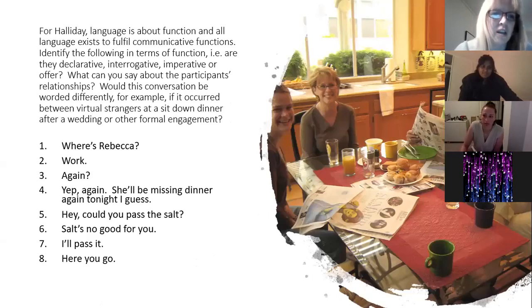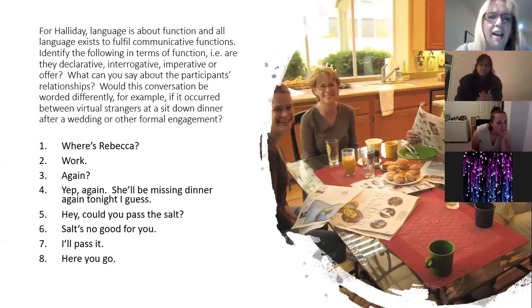A conversation. So let's just look at the lead in first. For Halliday, as we know, language is about function, and all language exists to fulfill communicative functions. Identify the following in terms of function, i.e., are they declarative, just statement, interrogative, question, imperative, go outside, or offer? What can you say about the participants' relationships? Would this conversation be worded differently, for example, if it occurred between virtual strangers at a sit-down dinner after a wedding or other formal engagement?